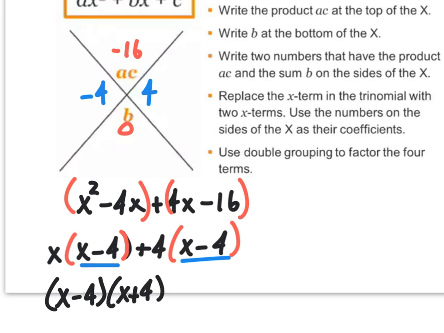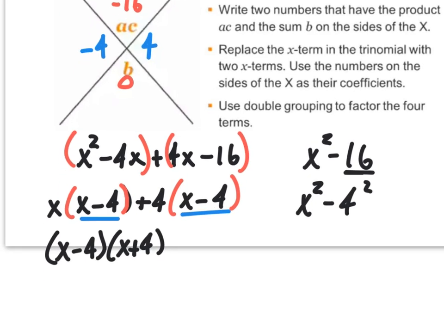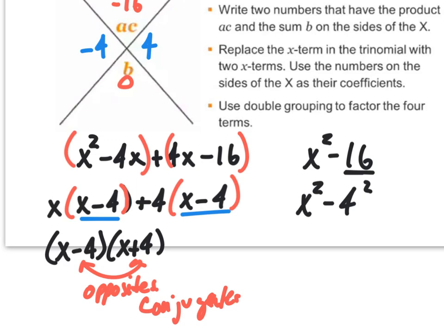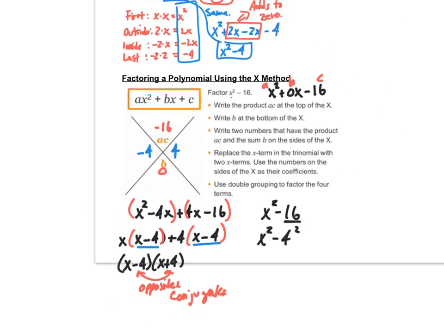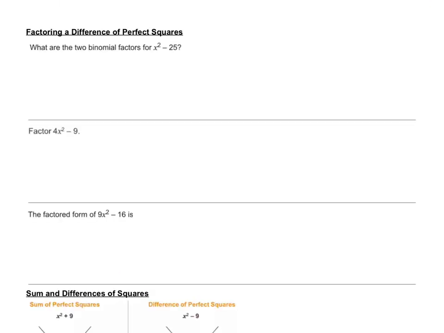The other thing that we can realize is that if we have x squared minus 16, notice that 16 is a perfect square. I could rewrite that as x squared minus 4 squared. And notice that when I factor that, these are opposite binomials. Opposites. We also call these conjugates, and we'll get to that. All right, so that's all I have for that page. Let's move on to the next one.